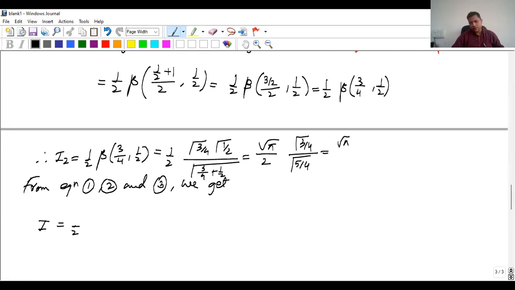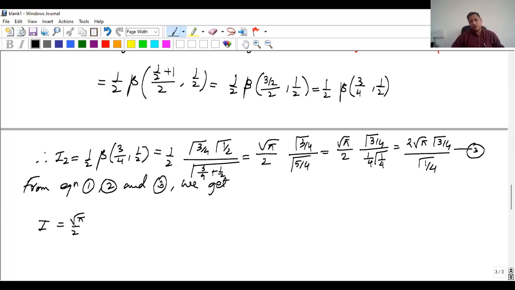So we can write this as root pi by 2. This is gamma 3 by 4. And this term, what we have 1 by 4, and this is gamma 1 by 4. Or this 2 you can cancel, and you can have 2 root pi gamma 3 by 4 upon gamma 1 by 4. Let this be equation 4. Is that okay? Are you getting this? Yes, sir.